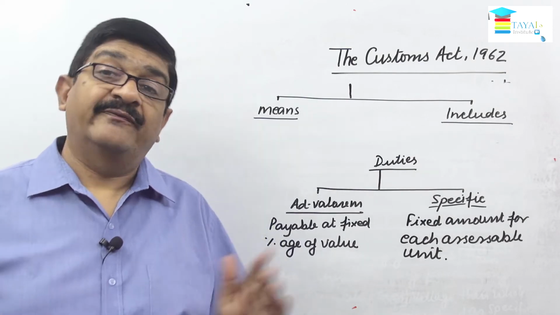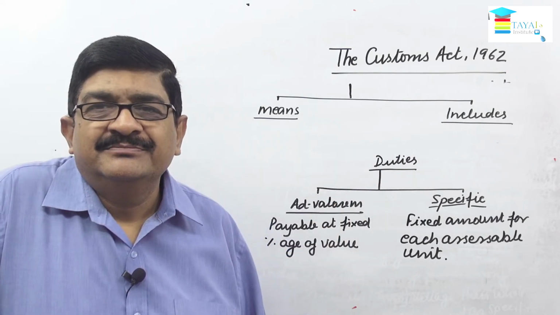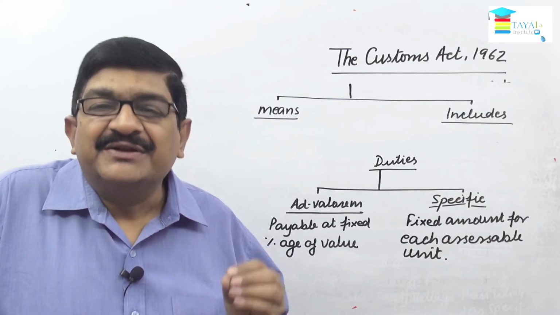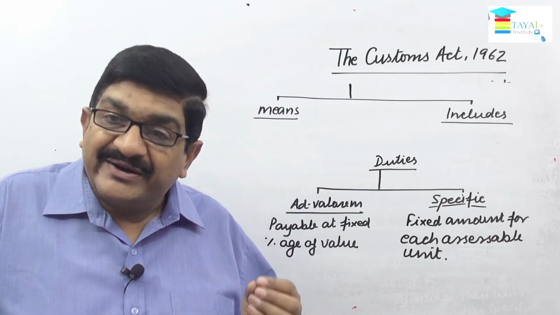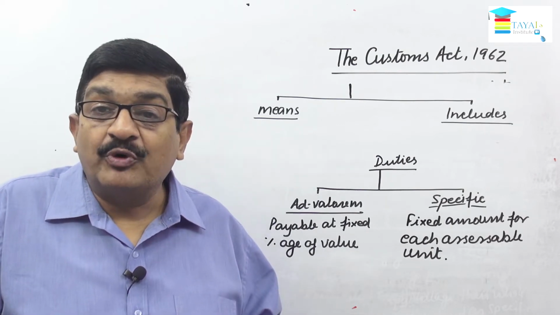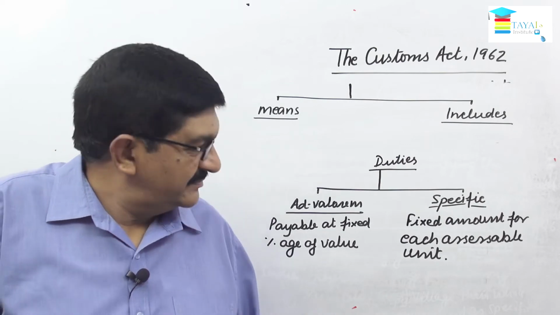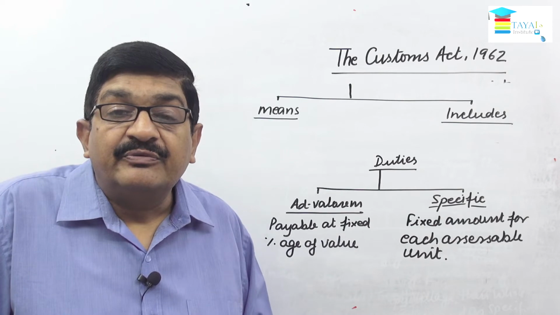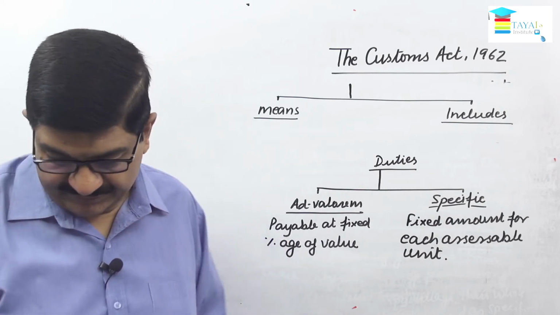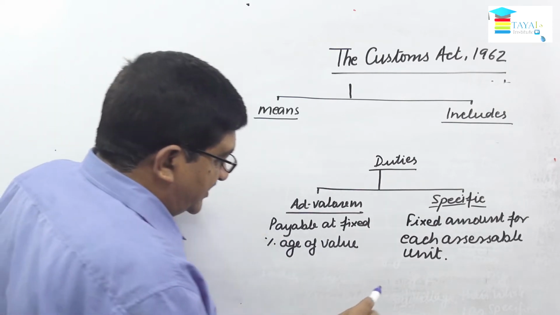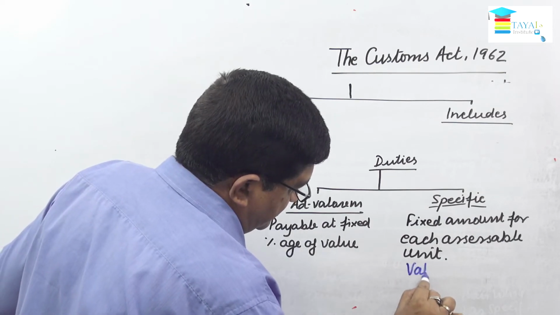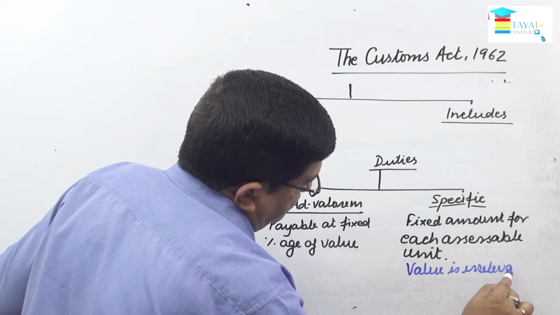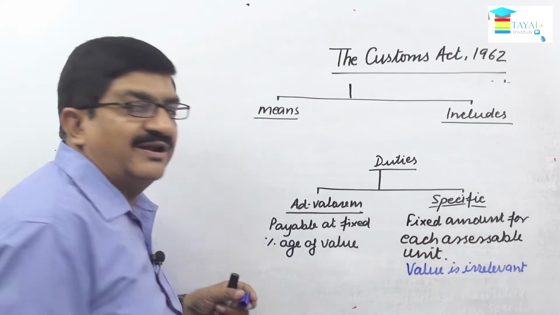Say for example, gold per 10 grams. Some other item can be there for 1 kg. Other item can be for 100 kg. Third item can be for per quintal. If the duty is specific, value becomes irrelevant. In this case, value is irrelevant.